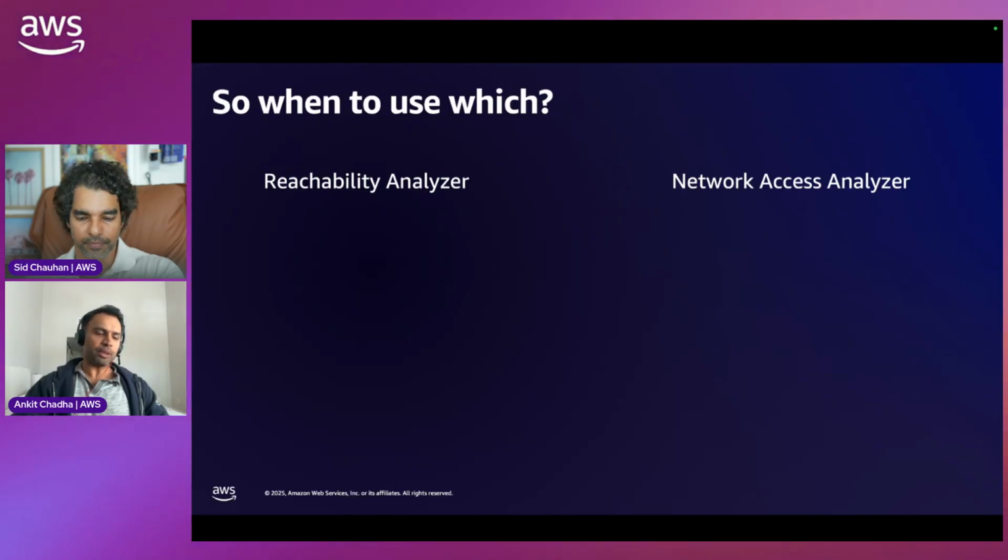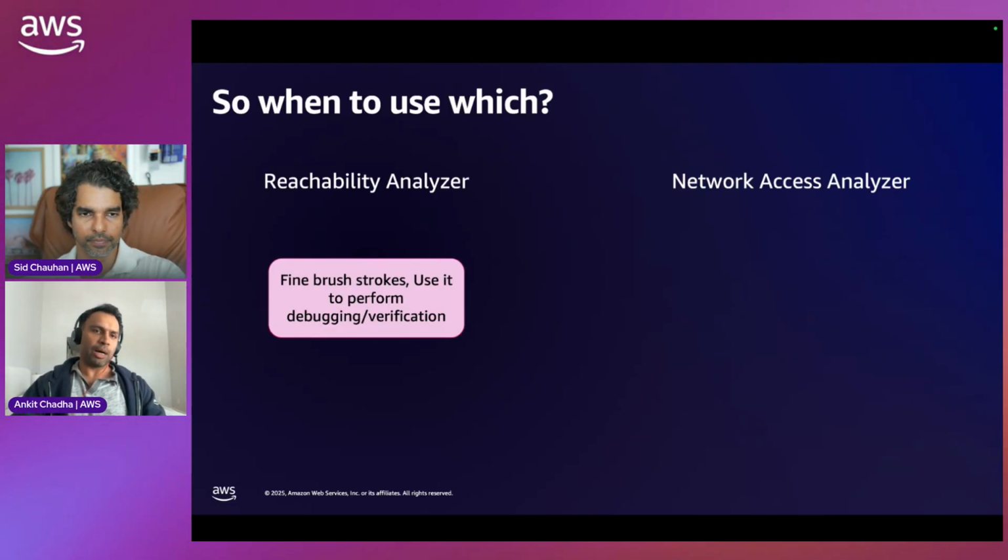So again, if you would take anything away from the theoretical part of today's session, I would recommend snapshotting this slide. So RA, think of it as fine brush strokes. Why is it fine? Because it asks for a specific source and a destination, right? And use it to perform your debugging or verification. A common place to use it is, let's say you're onboarding a new account onto AWS, and you know what kind of connectivity that account wants. So you could use Reachability Analyzer to run pre/post maintenance window checks.